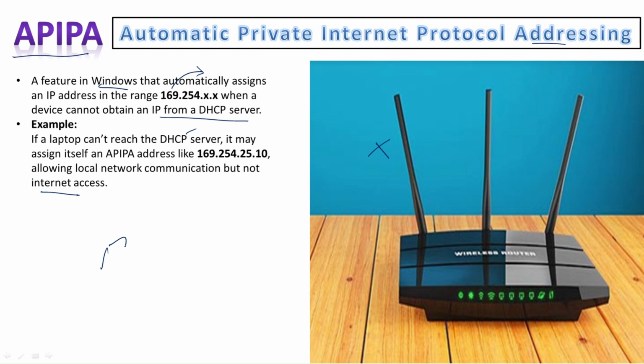So, for example, if there are multiple devices, let's suppose in a LAN environment, and they are connected, let's suppose, through a switch, and the DHCP server is having some issue, or it is, let's suppose, disconnected currently. So all these devices will get an IP address in this range.